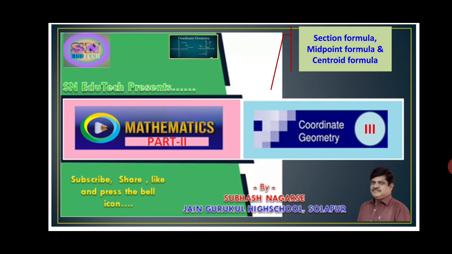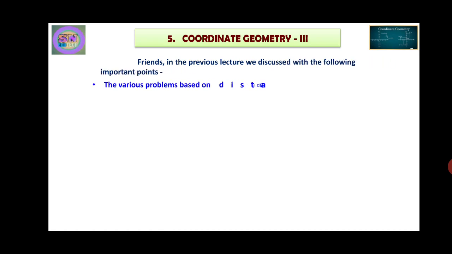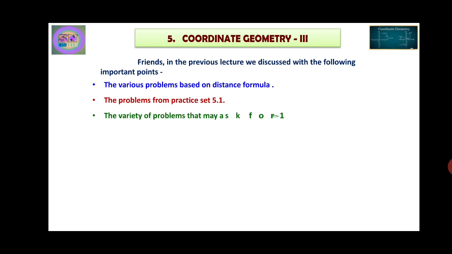So, we will start with our third part of this coordinate geometry. Friends, in the previous session, we discussed the following important points: the various problems that are based on the distance formula, the problems from practice set 5.1, and the variety of problems that may ask for 1 mark, 2 marks and 3 marks in the examination.